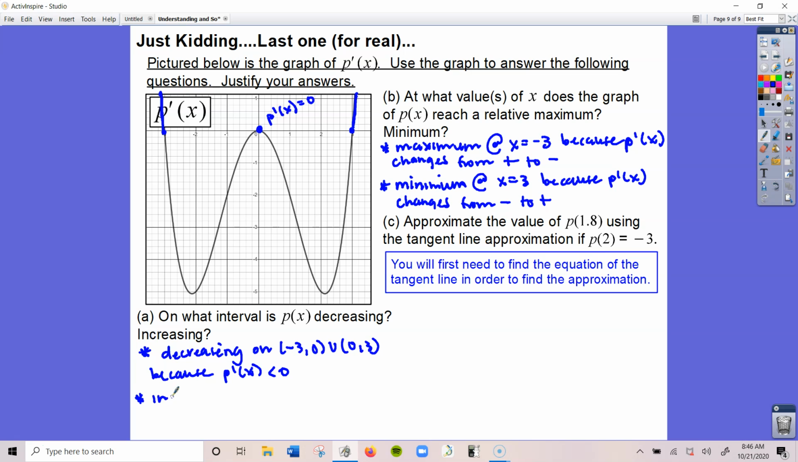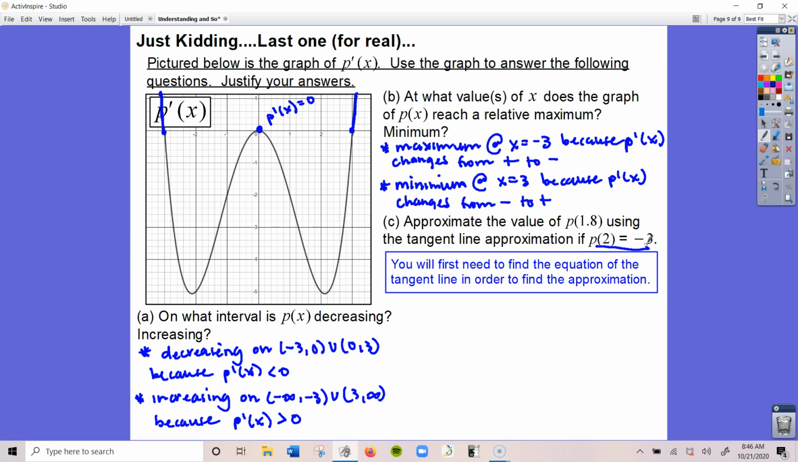Then our function would be increasing when it's positive. So this would occur on the interval negative infinity to negative 3, union 3 to infinity. And this is because p prime of x is greater than 0. Now for our final question, we are going to approximate the value of p of 1.8 using the tangent line approximation if p of 2 is equal to negative 3.